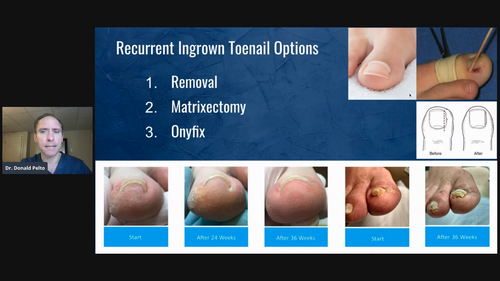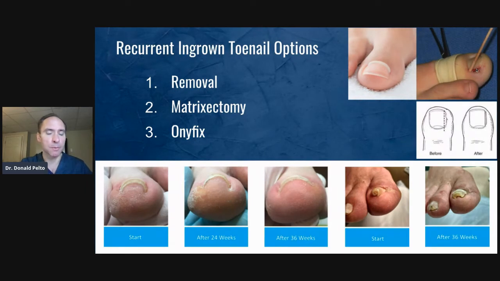A matrixectomy is where we put an acid. In our office, we use sodium hydroxide. It's right here. You can see it going into the edge right here. That kills the nail root, and it causes drainage for a couple of weeks.